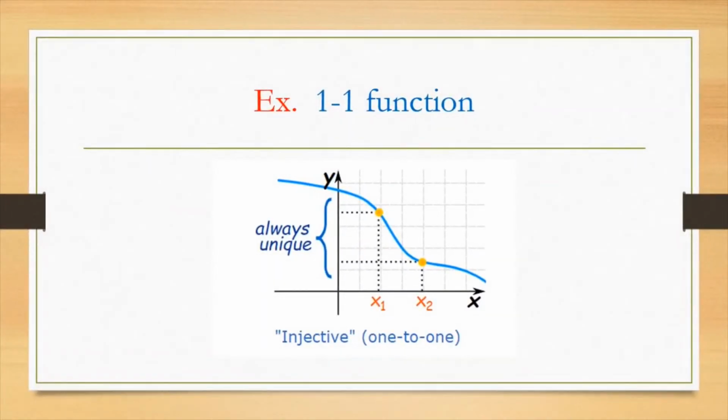So next is an example. Consider this curve. Take x1 and x2 two different points, so their images are also different, right? The image of x1 is this, the image of x2 is this. So if we take any x1 and x2 different, then their images are also different. Okay.